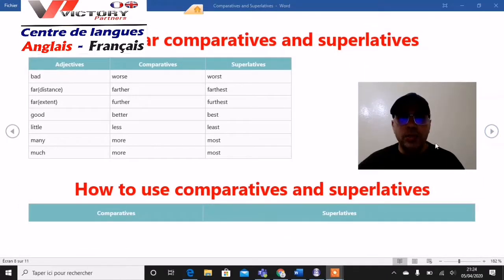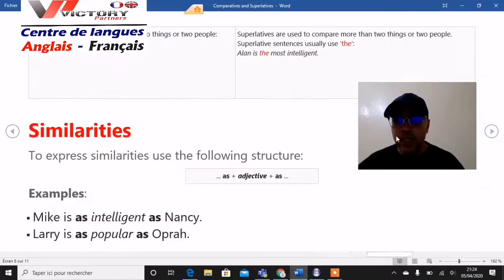So, irregular comparatives and superlatives. Here we have got some irregular adjectives like bad. So comparative is worse and superlative is worst: worse, worst. Here we have got other examples of irregular adjectives. How to use comparatives and superlatives. We have got here comparatives and superlatives in a chart.